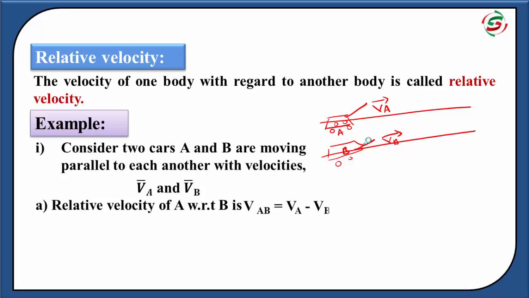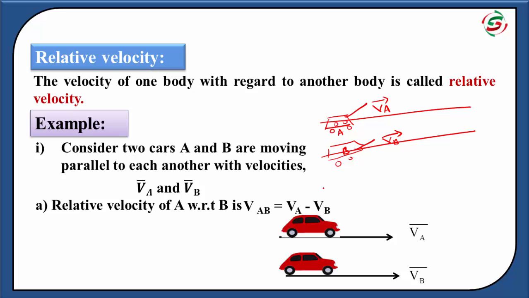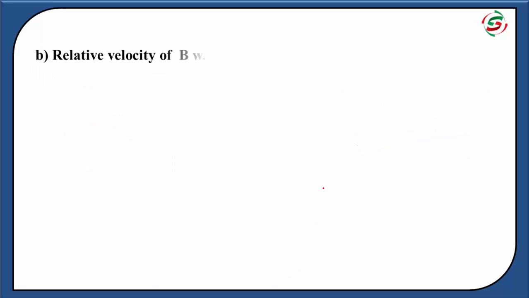Here, the relative velocity of A with respect to B, you can write this equation: VAB is equal to VA minus VB. VA minus VB means the velocity of body A minus the velocity of body B, or the velocity of car A minus the velocity of car B. Here VA is the velocity of car A and VB is the velocity of car B. Now the relative velocity of B with respect to A, that is, the velocity of car B with respect to A.